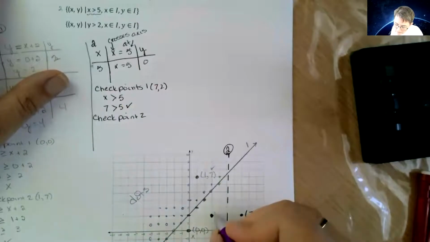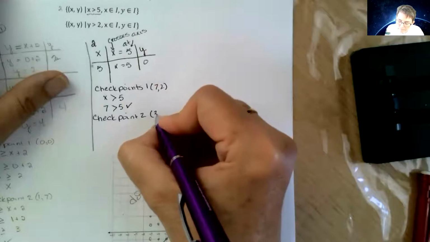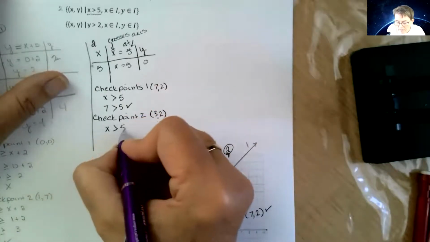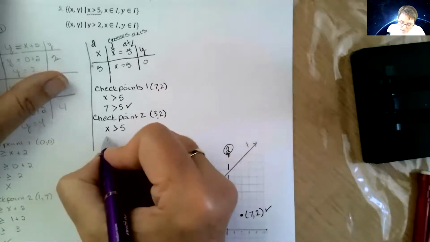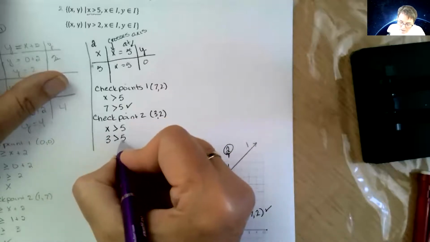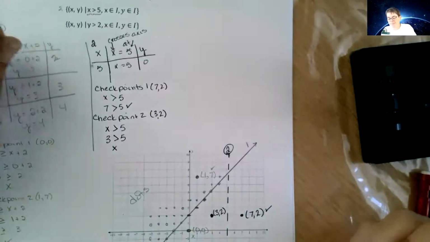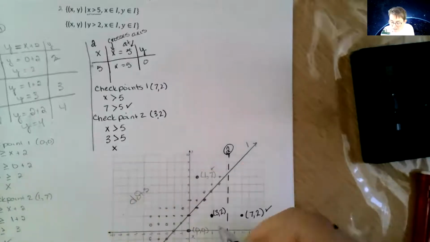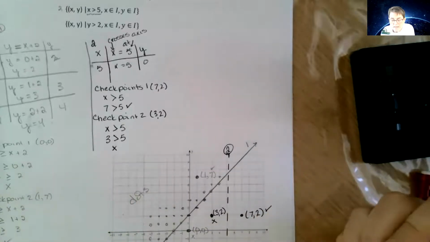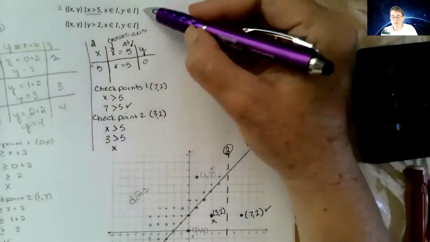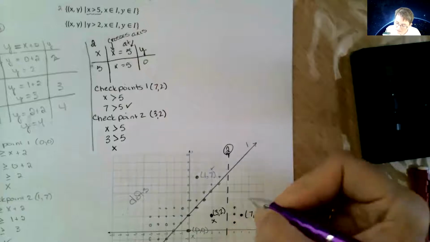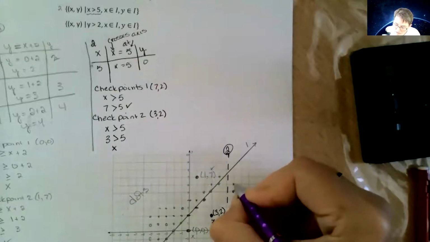And that is 3 and 2. So x is greater than 5. The x is 3. Not so much. All right. So we are fine. This was the no. That was the yes. And we are still doing integers, which means lots and lots of dots.